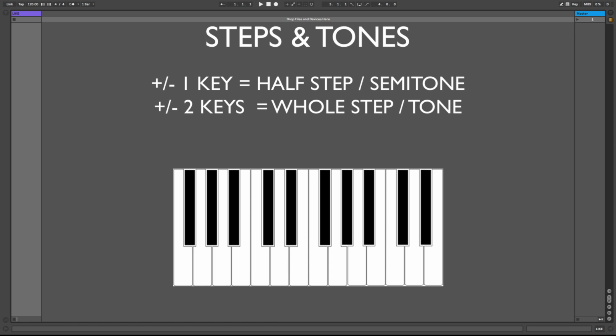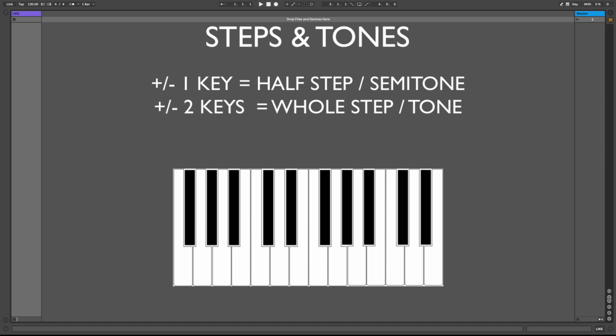So for example, if we go from this key to this key, we have moved up by one semitone. If we go from this key to this key, we have moved down by a tone or a whole step. This is going to be useful information for when we look at how scales are constructed.